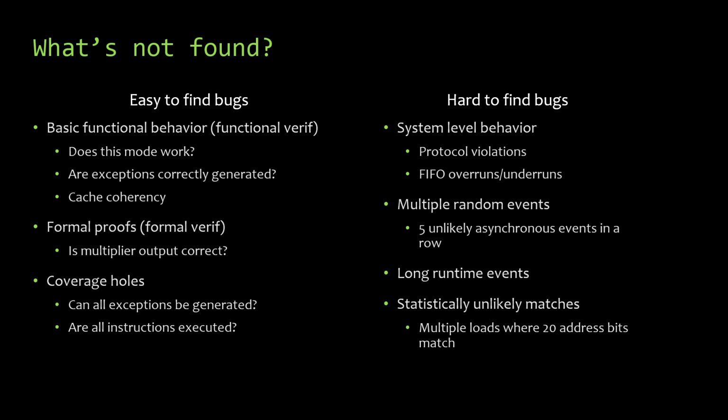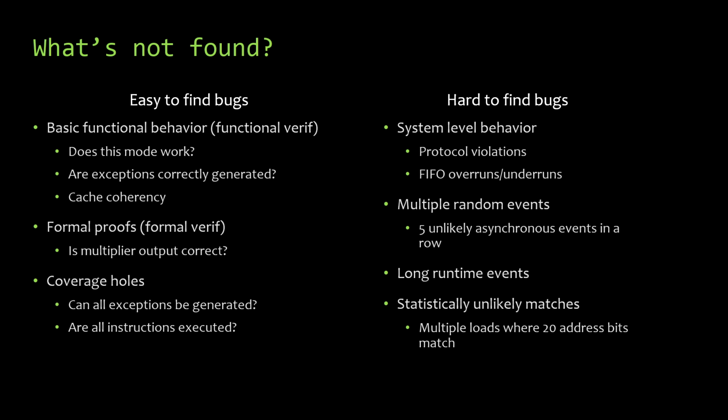It's also useful for coverage analysis. Are all your instructions executed? Are they executed in all the different modes? Do you get all the different exceptions? That sort of thing. But verification doesn't find other types of bugs. One big category is system-level bugs. As you remember from a few slides ago, the system-level model runs so ridiculously slow that you simply don't get a lot of test time on it. And so those are the bugs that are most likely to slip through the cracks.